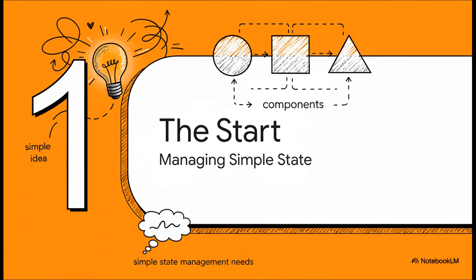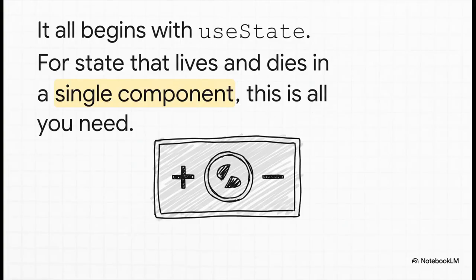Every single application has to start somewhere, usually with a simple idea and maybe just a handful of components. At this early stage, our needs for managing state are just as simple. And it all begins with useState. This is your bread and butter. If you've got a counter or form input or maybe a simple toggle that only affects the component it's actually in, this is it. It's the perfect, most direct solution you can ask for. There's absolutely no need to over-engineer things right from the start.